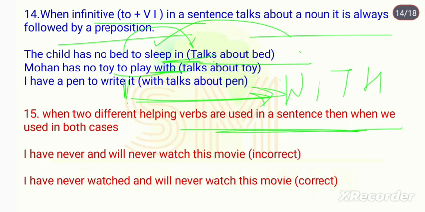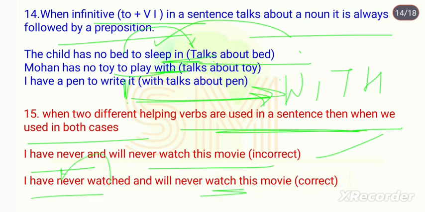Next rule: when two different helping verbs are used in a sentence, then we use the verb in both cases. Okay, so like we can see the example: I have never and will never watch this movie. Incorrect हो गया. Then we have to use watch in both the cases. One watch for this have, and one watch for this will. मॉडल्स या फिर आपका will shall के बाद फर्स्ट फॉर्म आती है, verb की फर्स्ट फॉर्म. So like this we have to use verbs in different cases. I have never watched and will never watch this movie again.